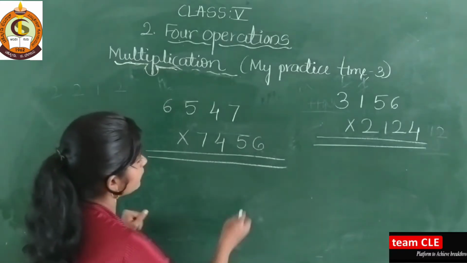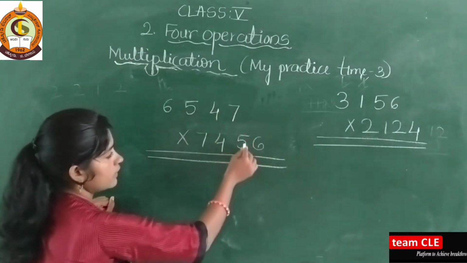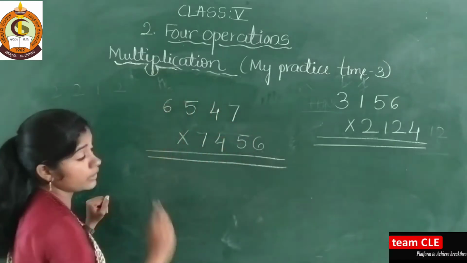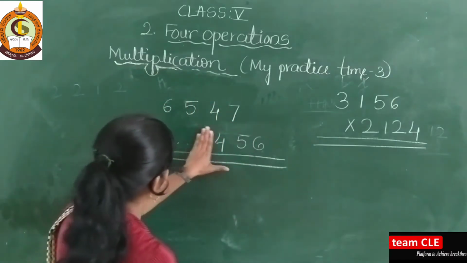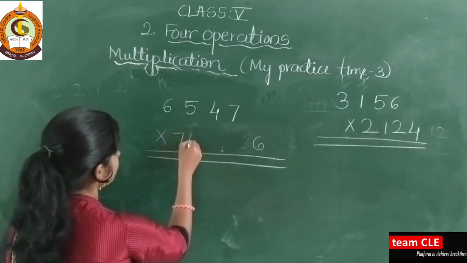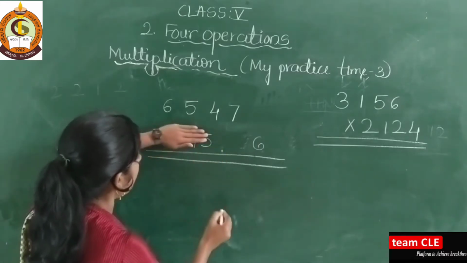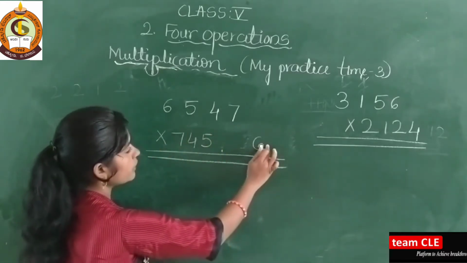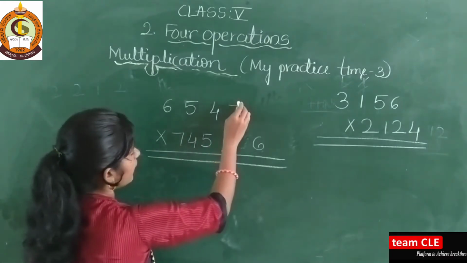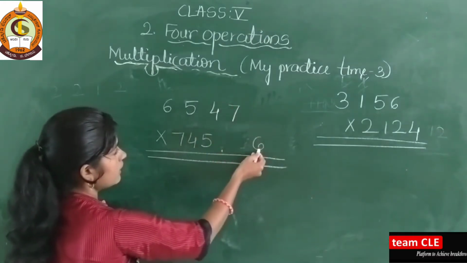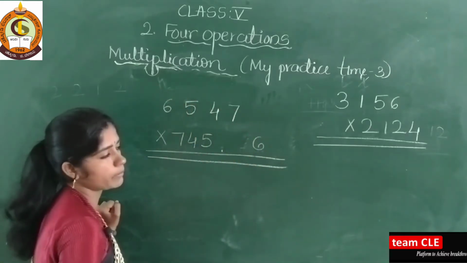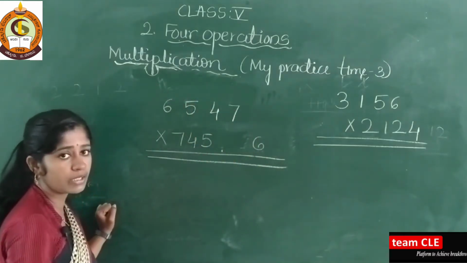So here first you need to multiply with this 6, next with 5, next with 4, next again with 7. For the time being I will write 7 4 5 here, hide this, and you just assume only 6 is there. So first I need to multiply with the ones, tens, hundreds, next thousands. When you are multiplying you start with the ones place.